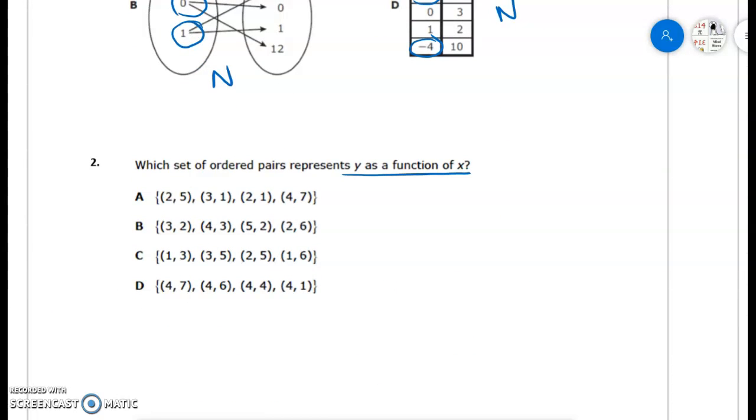Again, y is a function of x. No repeat x's is what we're looking for. Nope. This one has repeats. This one does not. So that's a possibility. On C, the 1s are repeated. And on D, all of the 4s are repeated. So you should have come up with the answer B.